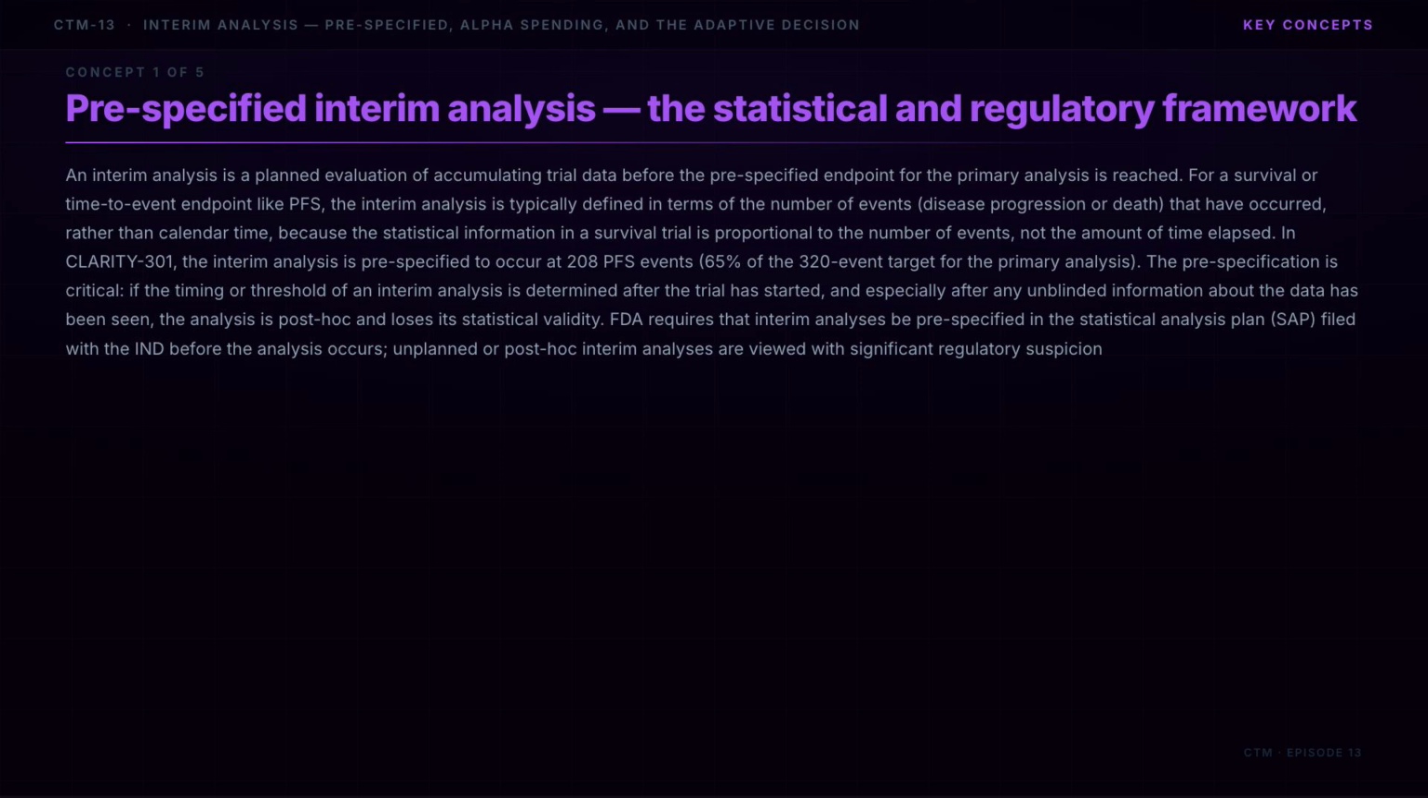The pre-specification is critical. If the timing or threshold of an interim analysis is determined after the trial has started, and especially after any unblinded information about the data has been seen, the analysis is post hoc and loses its statistical validity. FDA requires that interim analyses be pre-specified in the statistical analysis plan, SAP, filed with the IND before the analysis occurs. Unplanned or post-hoc interim analyses are viewed with significant regulatory suspicion.